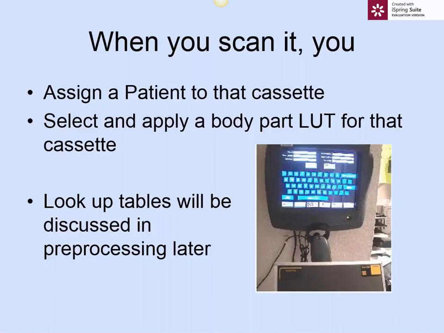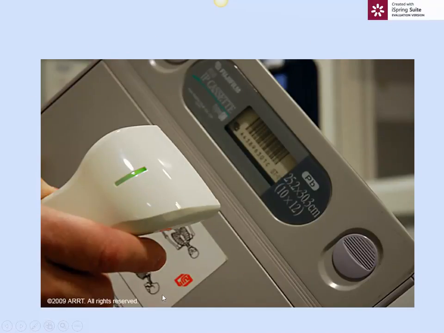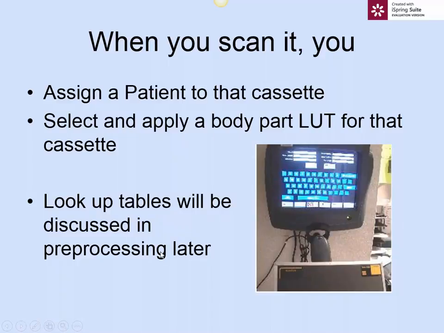Okay. Another thing here: you can identify the body part, and you can write on those things. So you have assigned a patient to that particular cassette. At the same time, you are also going to pick up the body part, and the body part is going to give you the appropriate computer algorithms that are necessary for that part. We're going to go into that in a great deal more detail under pre-processing, so hang on, we'll be there.